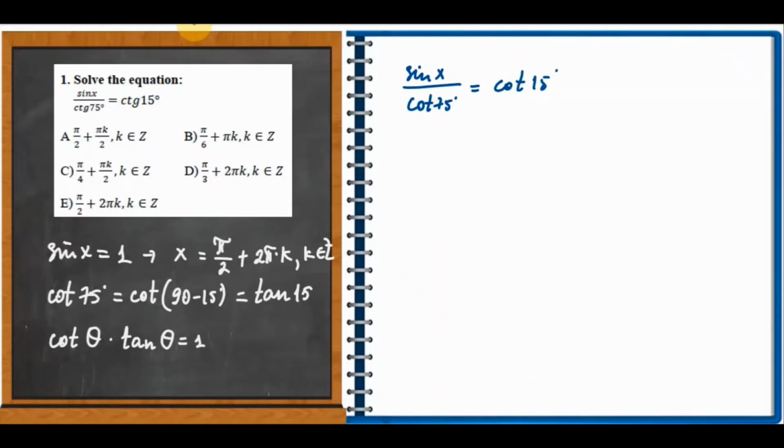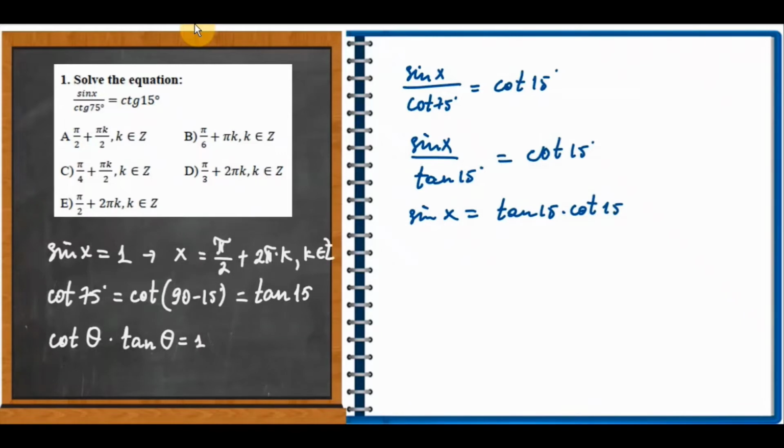Now, let's have a look at our question. Instead of cotangent 75, we can write sine x over tangent 15 degrees is equal to cotangent 15 degrees. Now, we will cross multiply and find sine x is equal to tangent 15 multiplied by cotangent 15. Now, sine x is equal to 1 and x is going to be pi over 2 plus 2 pi multiplied by k, where k is an integer number. So the correct answer is going to be E.